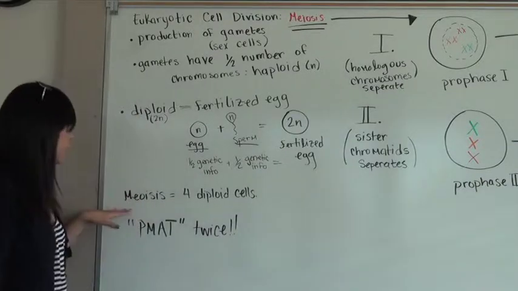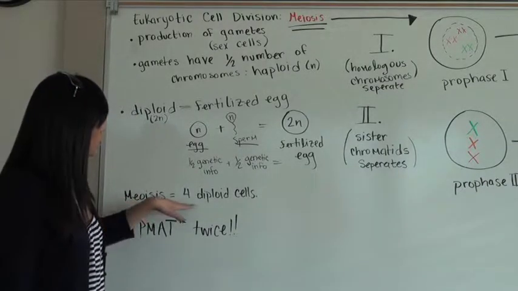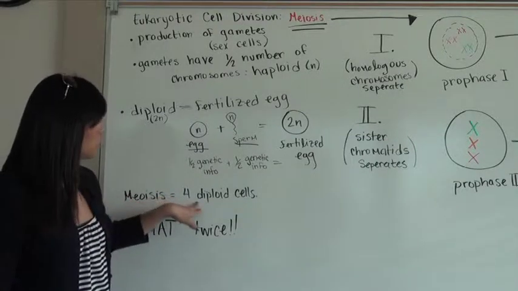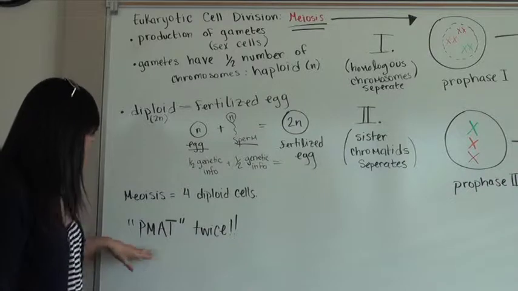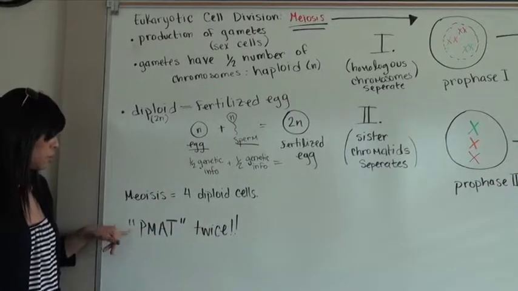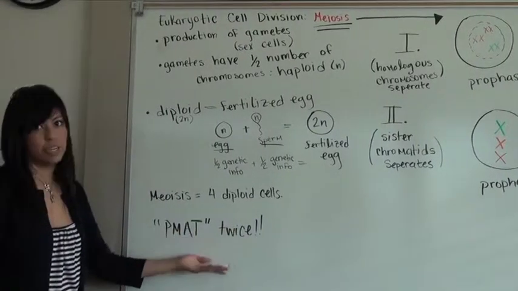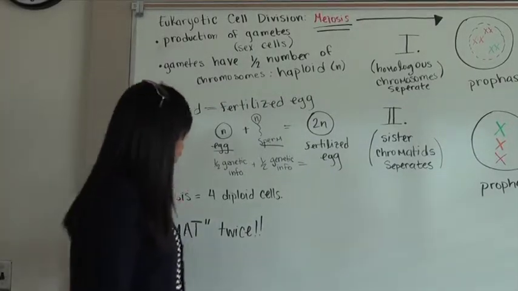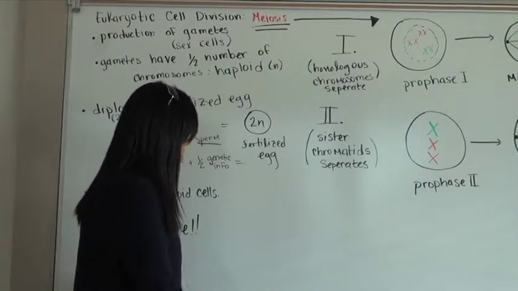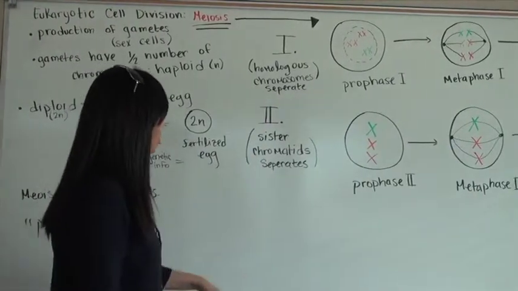So in meiosis, we produce 4 haploid sex cells. And I wrote here that it goes through prophase, metaphase, anaphase, and telophase twice. So I'm going to go over here and further get into what the process of meiosis is.